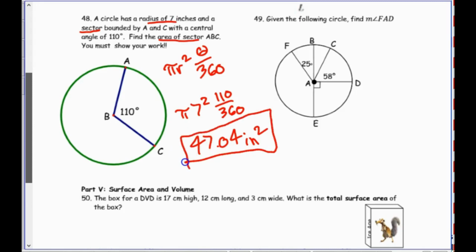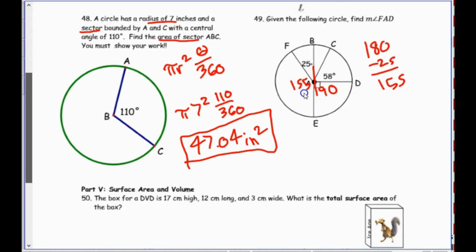All right. So we're looking for FAD from here to here. So we're going to need this angle, which is 90. We're going to need this angle. So if that's a straight line, we're going to do 180 minus 25, which gives me 155.